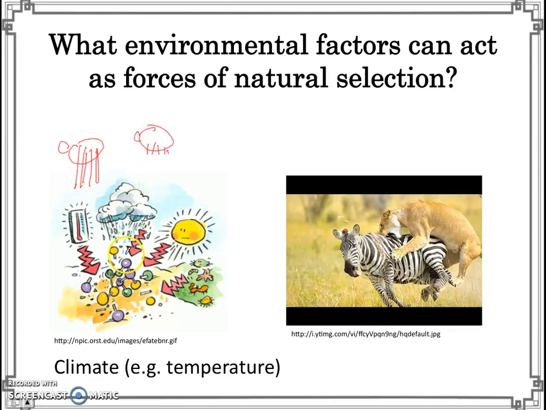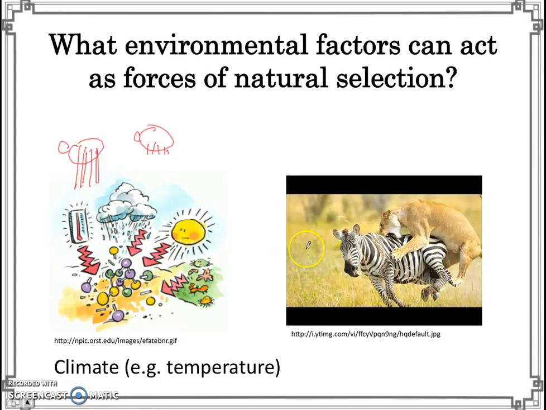If the temperature rises very high, then it would favor the short hair cow, right? The short hair cows would be better adapted, and so their frequency would increase, while the long hair cows might die. But if the temperatures became very cold, then you get the reverse.